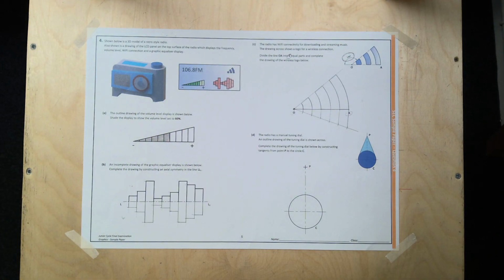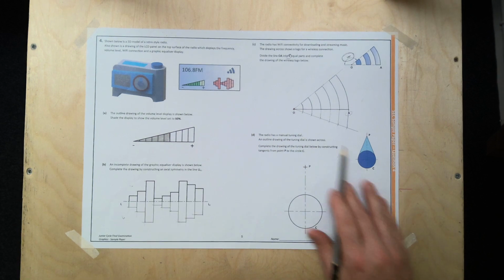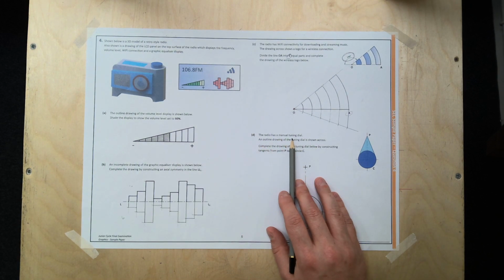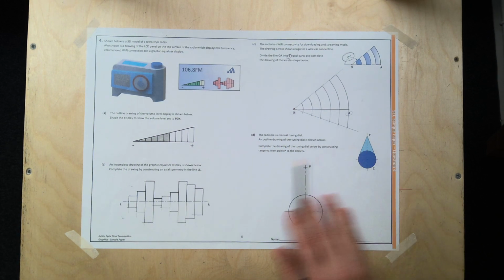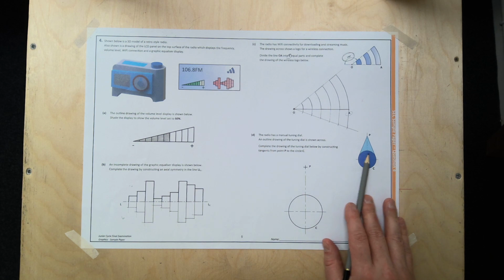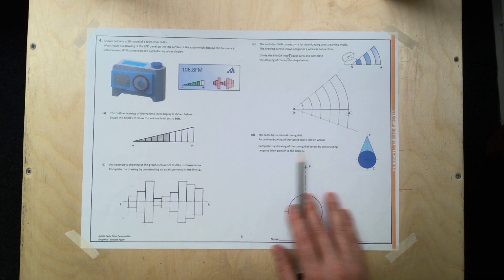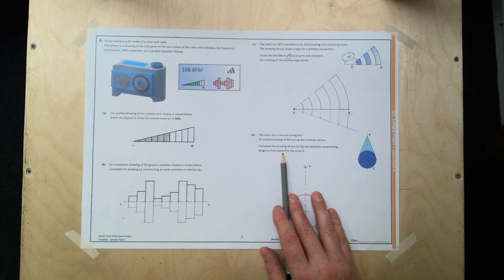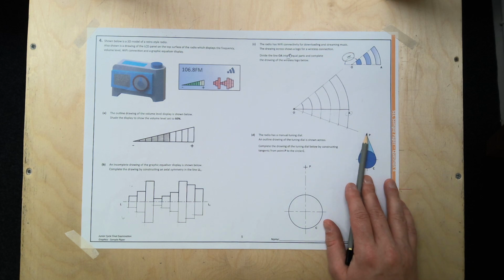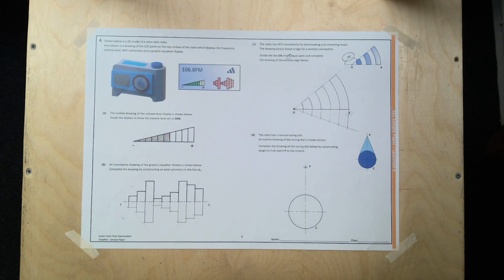Now, last part there, which is this one down here. The radio has a manual turning dial, which is this one here. So that's showing the outline. Complete the drawing of the turn dial by constructing tangents from point P to circle C. So these are tangents.